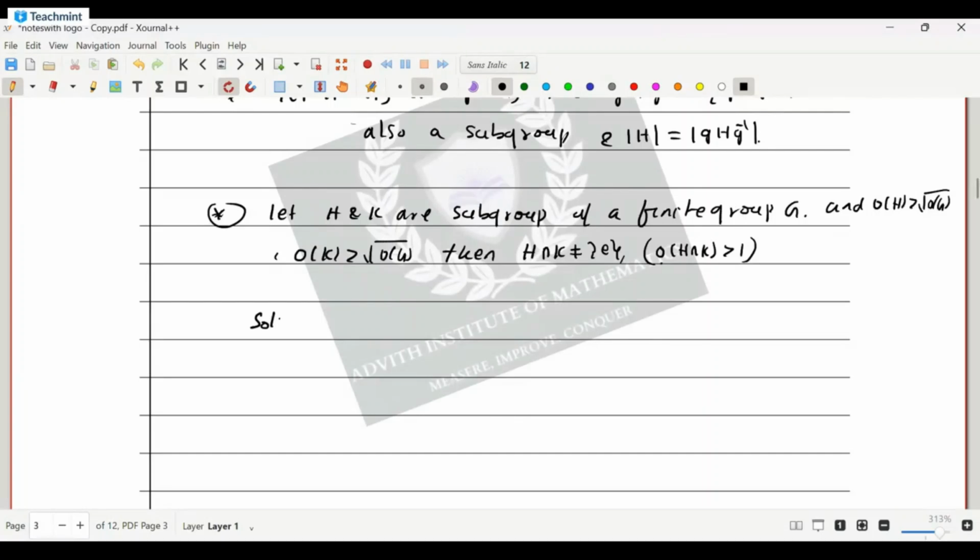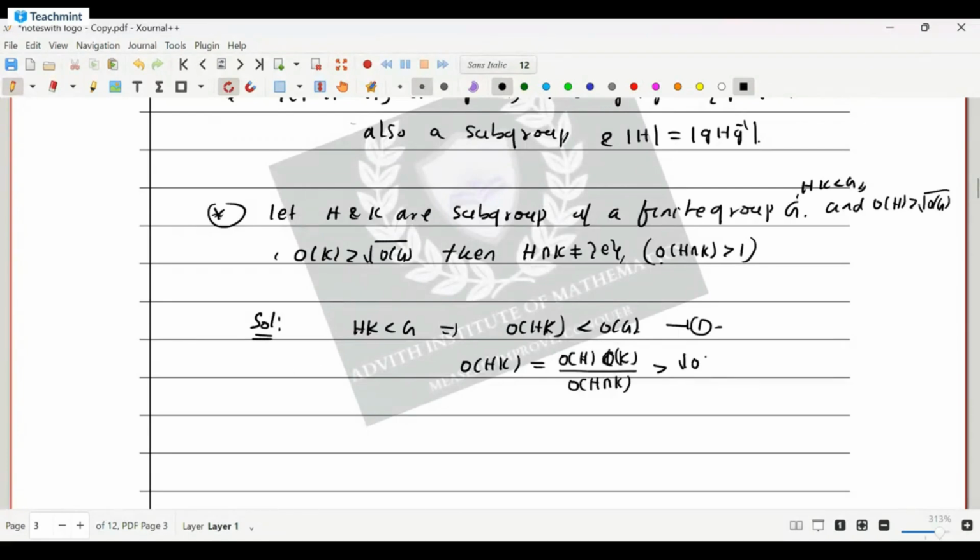Solution. Suppose HK is a subgroup of G. Which implies the order of HK is, if HK is a proper subgroup of G, then the order of HK is less than the order of G. So the order of HK is equal to the order of H times the order of K divided by the order of H intersection K. But we know that the order of H is greater than the square root of the order of G.